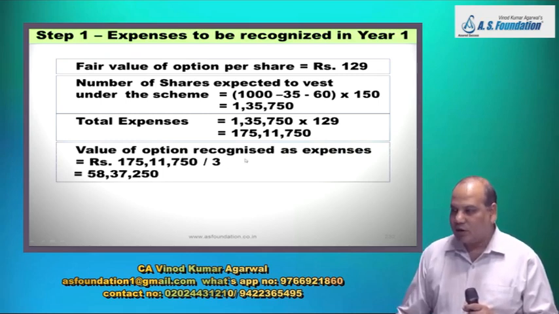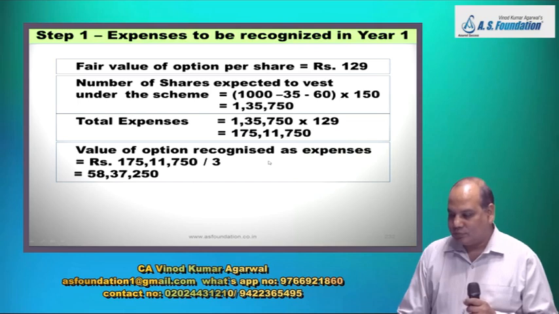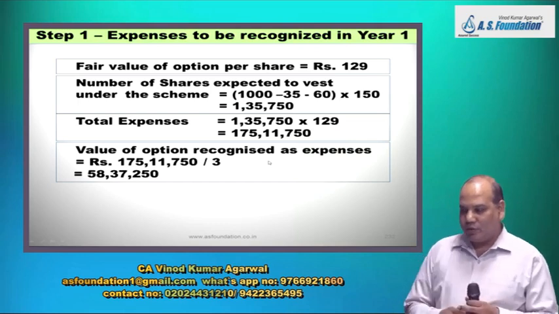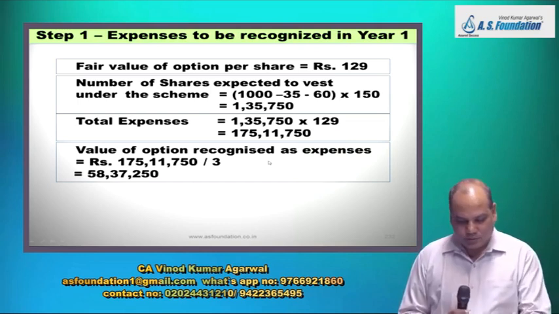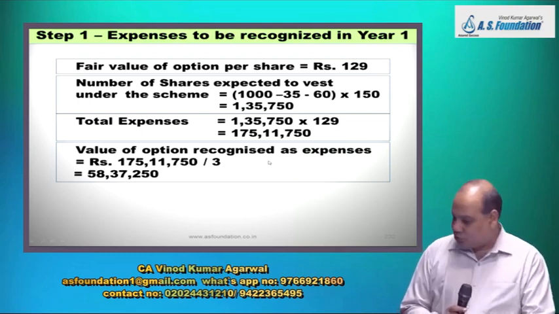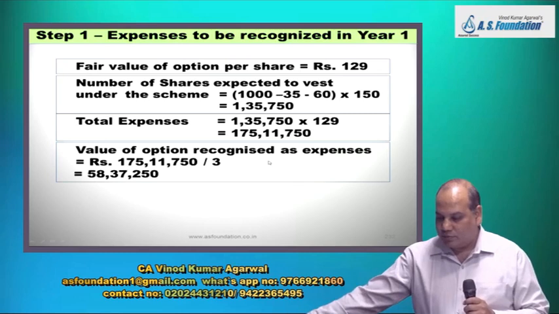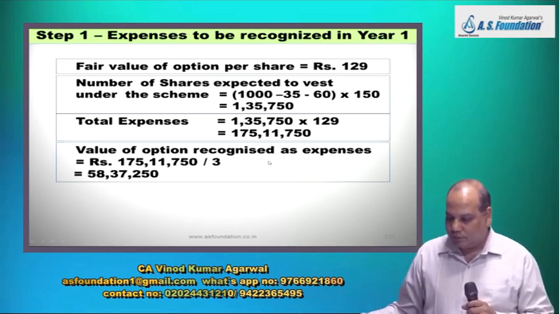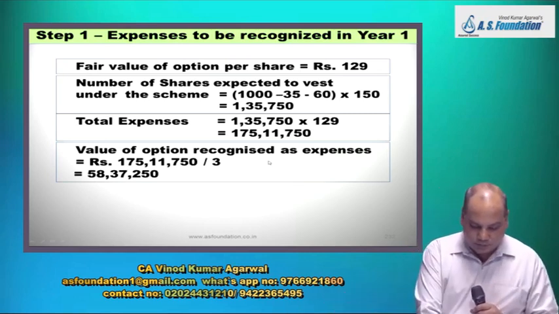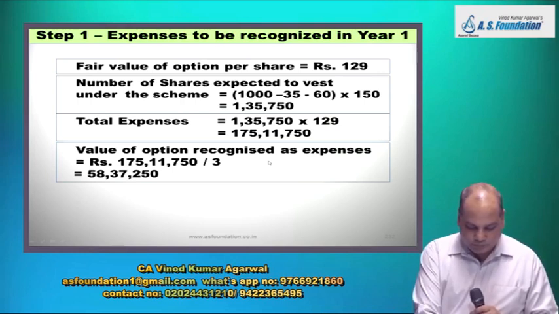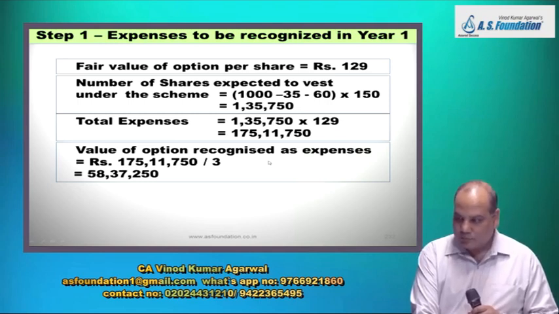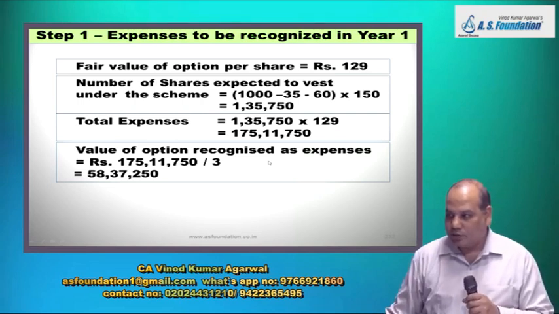Value of option recognized as expense. Divide by 3. Write down expense to be recognized: 1 by 3 of 1,75,00,000. How much is the answer? 58,37,250.